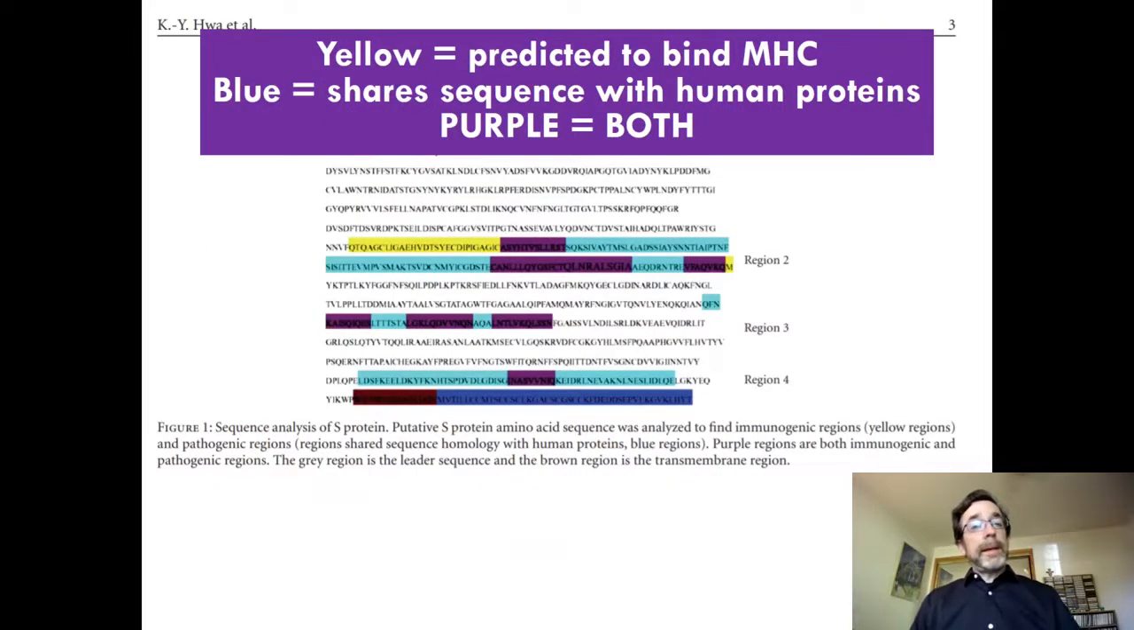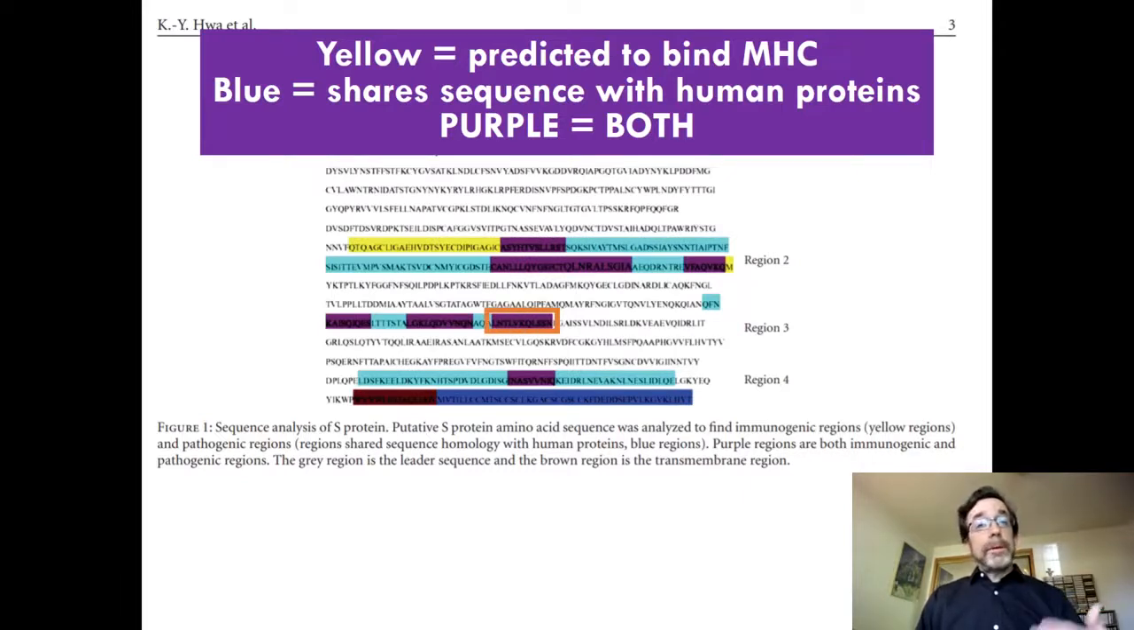So what they did is they took the spike protein, as shown here, and they found the areas that are in yellow are those that are predicted to bind MHC. The areas that are blue are the ones that share sequence with the human proteins that are known to engage the ACE2 receptor. And the purple are both. I would have made it green, honestly, because yellow plus blue makes green, right? But there's no accounting for taste. There we go. We have the ones that showed up in the computer scan as binding MHC, and they also showed up in a homology scan as sharing sequence with human proteins. Let me show you exactly right here. This little stretch of peptide is purple.